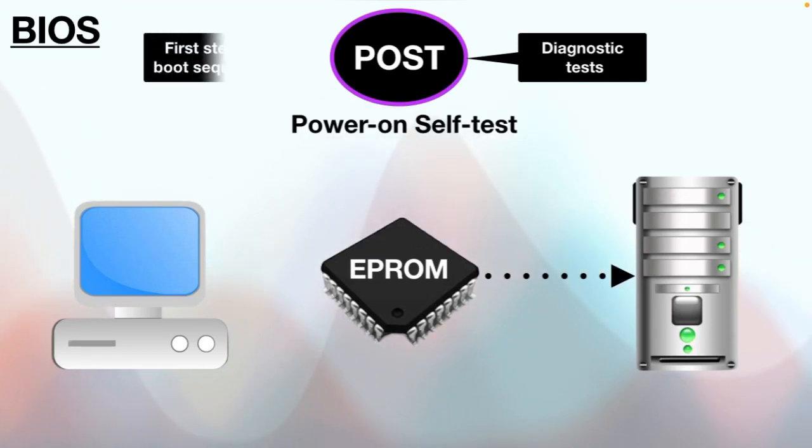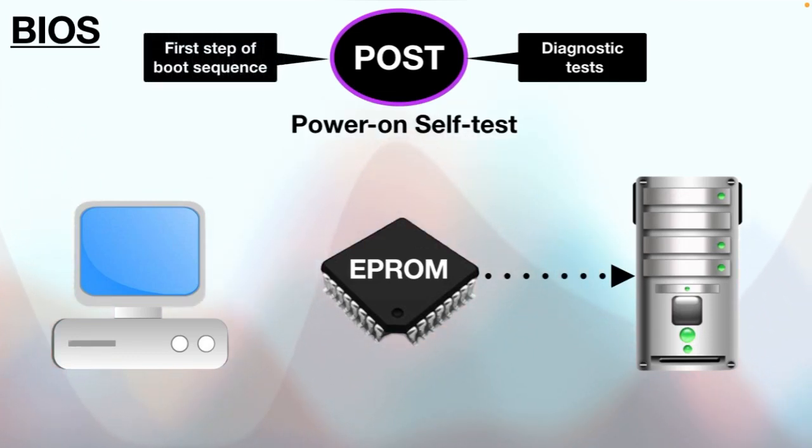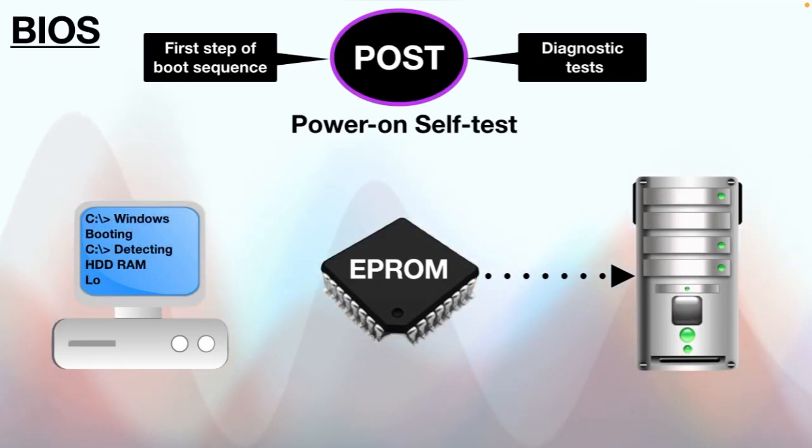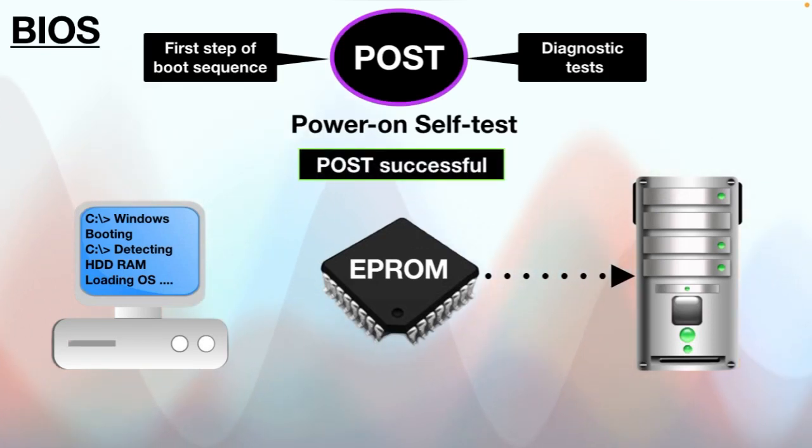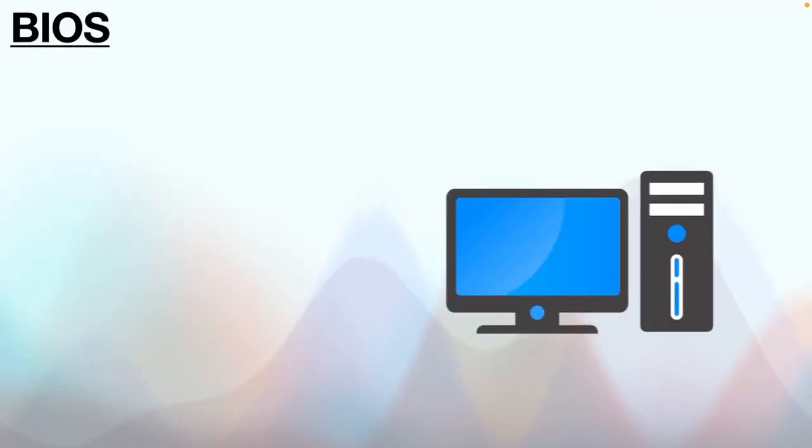POST is the first step of the boot sequence, and it is always going to run, regardless of whether you have just restarted your computer or you are turning it on for the first time. POST checks that basic system devices are present and working properly. The computer will continue to boot after POST, but only if POST is successful. If POST finds an issue, you will get an error, and hopefully this would be clear enough for you to jumpstart the troubleshooting process.